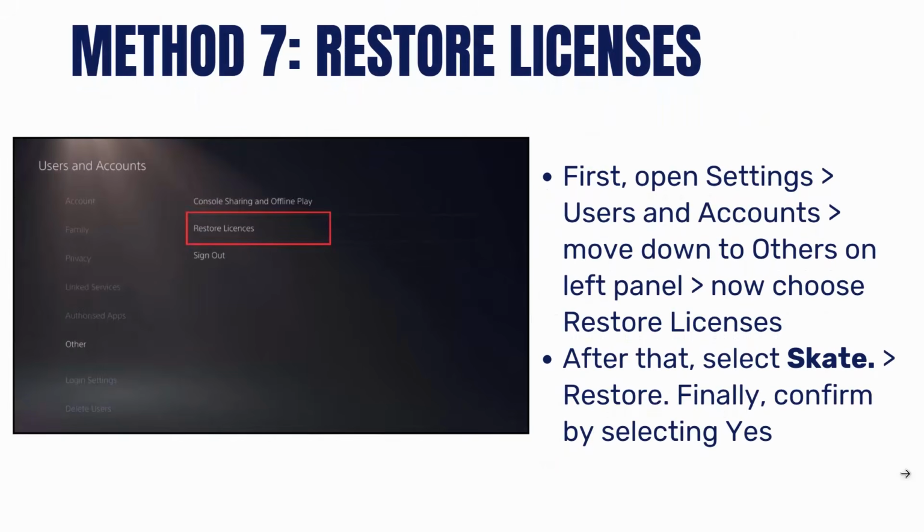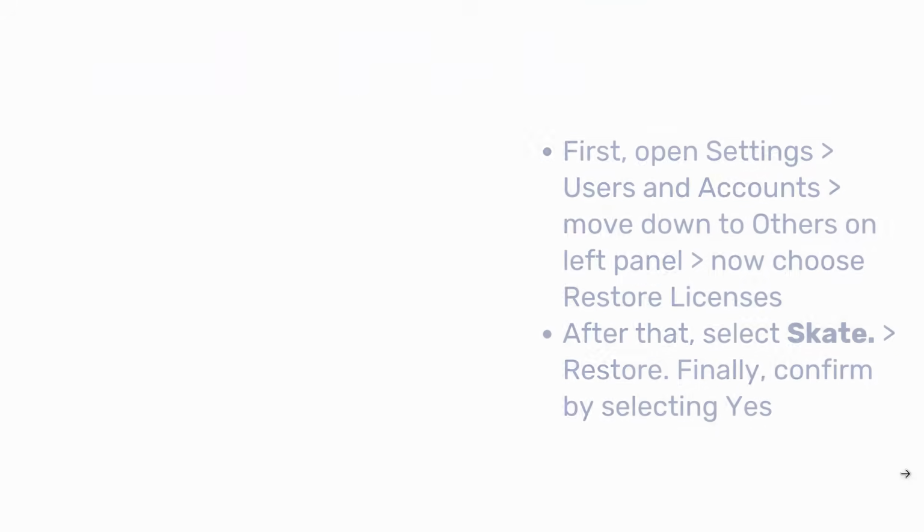The next method is to restore licenses. First open settings, then users and accounts, and move down to others on the left panel. Now choose restore licenses. After that, select Skate, then select restore and finally confirm by selecting yes. After restoring licenses, check if the problem is fixed.